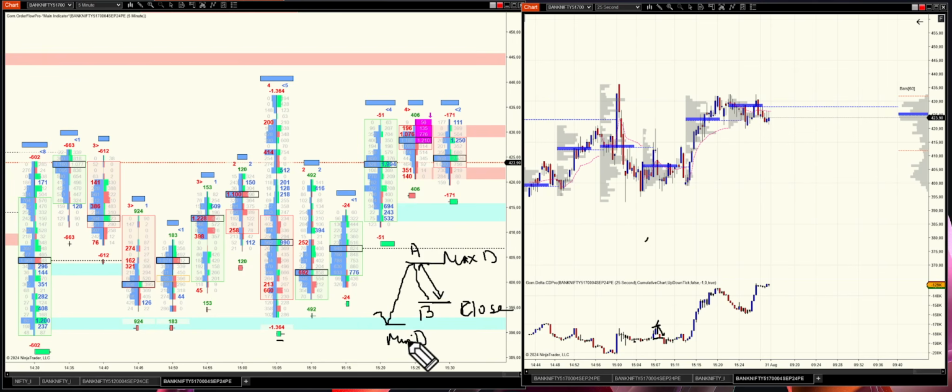If you would have seen a min delta, the calculation would have been different. I'll just explain it again. From the time it makes a new high or a low, so this is max delta, to the time it closes, this is delta finish. Now, how and why do we use it?